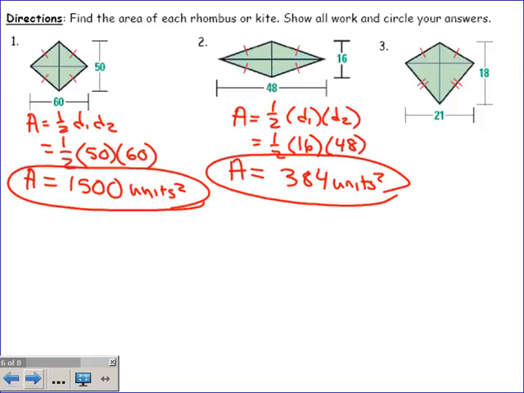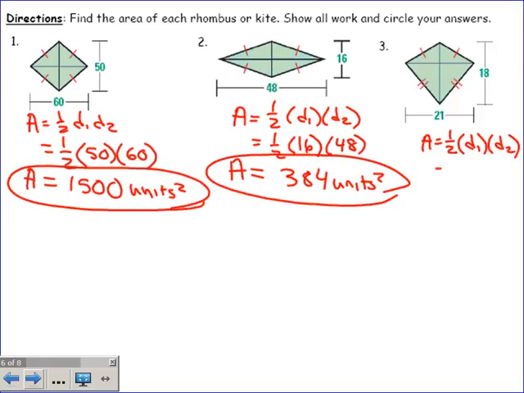What shape is this? It is a kite. You're so smart. This is the only kite that we've had so far. These two have been rhombi. See how I use the plural, rhombi. This is a kite. Tyler, what's the formula for finding the area of a kite?